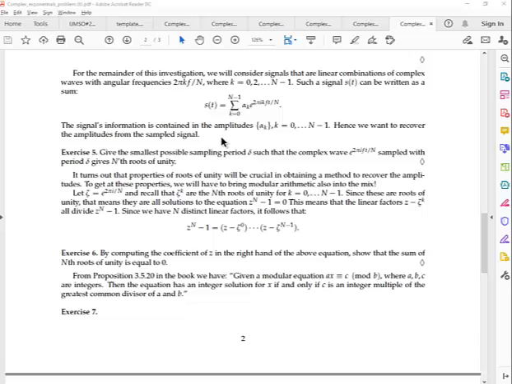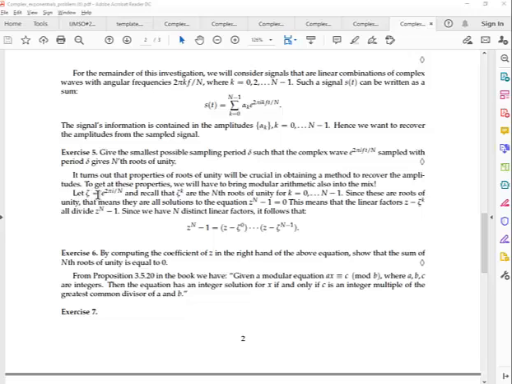All right. So, exercise 5, give the smallest possible sampling period, delta, such that the complex wave e to the 2 pi i f t over n, sampled with period delta, gives the nth roots of unity. All right. You're going to take this signal, sample it, and you want to get the nth roots of unity. It turns out that properties of roots of unity will be crucial in obtaining a method to recover the amplitudes. To get at these properties, we'll have to bring modular arithmetic also into the mix.